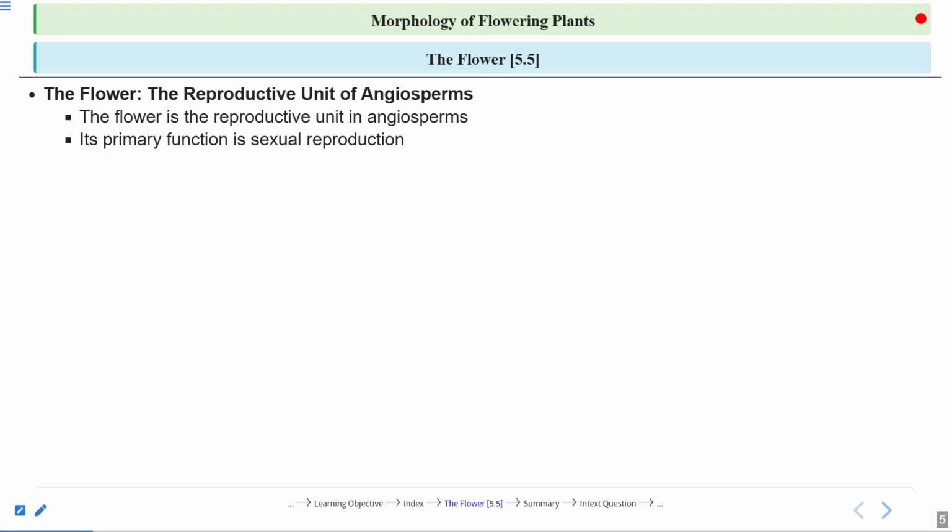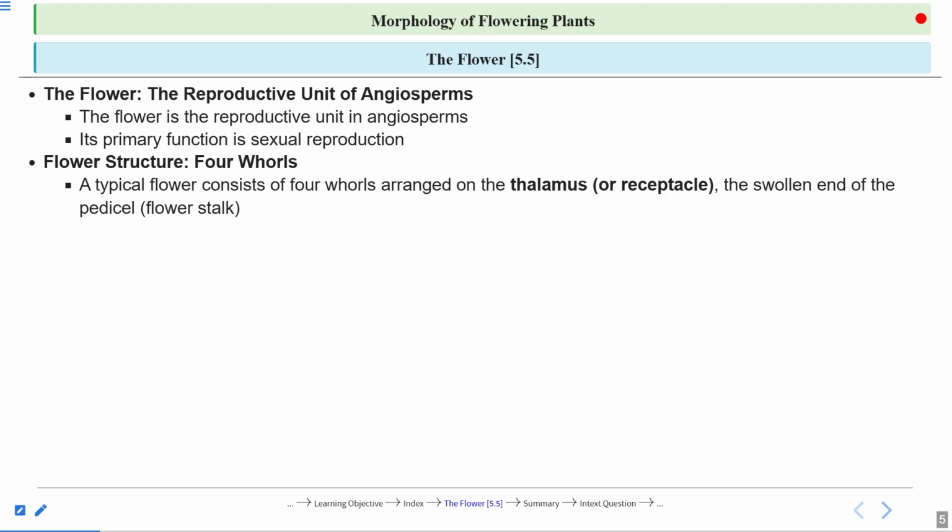So what is the actual function of this flower? They participate in the process of reproduction. The male and the female reproductive organs are part of the flower only, right? Androecium is the male reproductive part, gynoecium is the female reproductive part. Both parts are involved in the process of sexual reproduction.